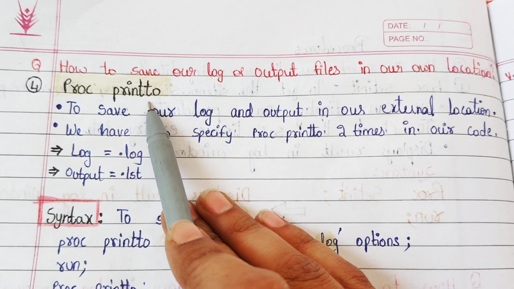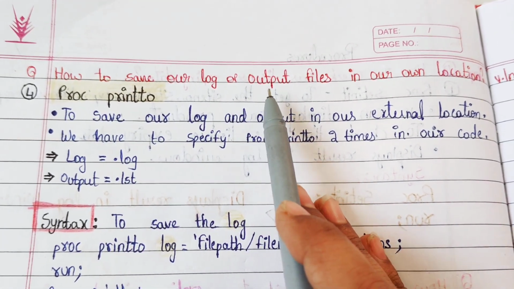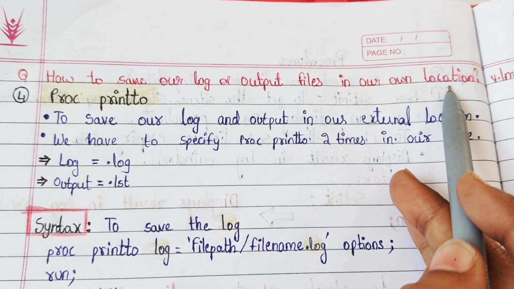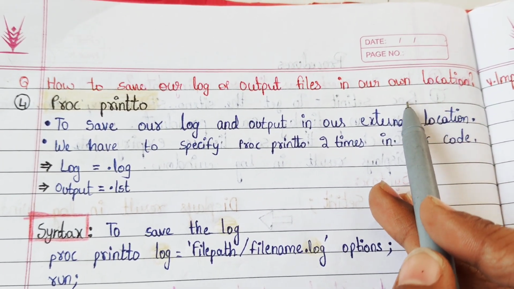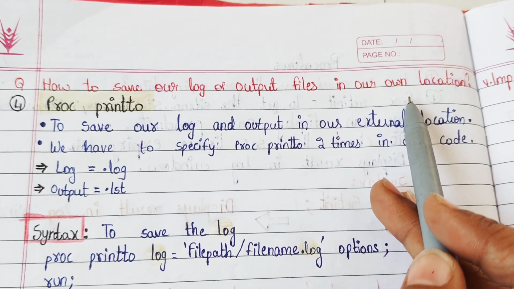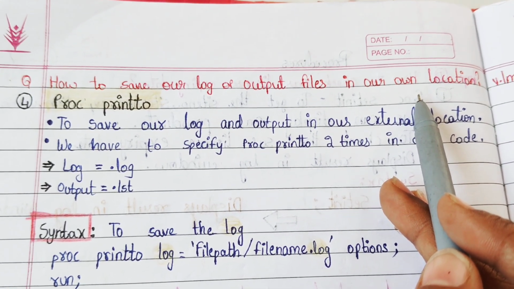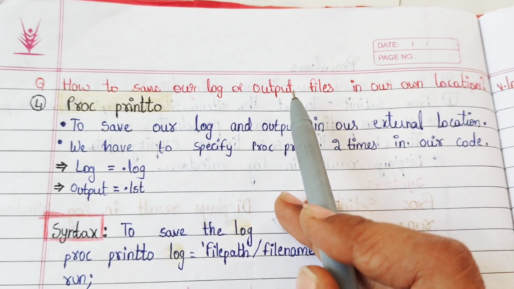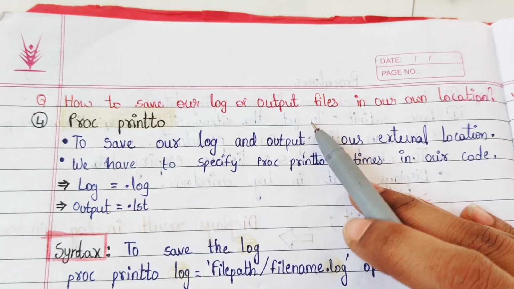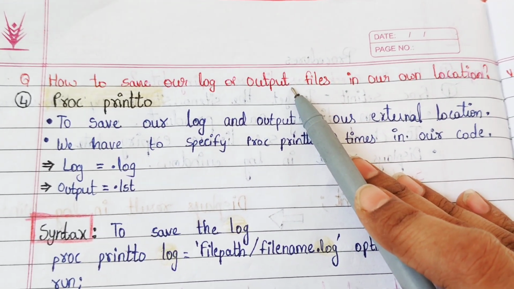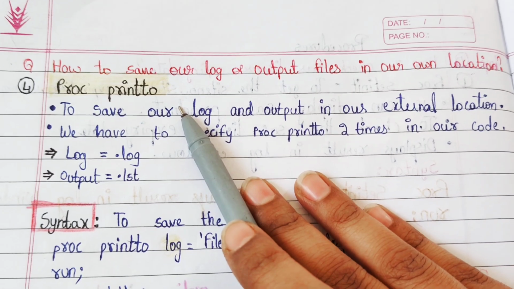So you may get an interview question on how to save our log or output files in our own location. When we write our code and close our SAS session, all the logs and output will be deleted by default. I don't want that. I want my log and output windows to be saved in my own location. At that time we will use proc printto procedure.